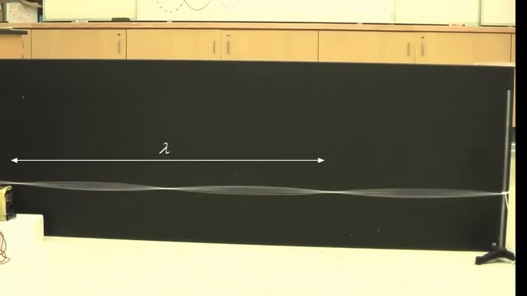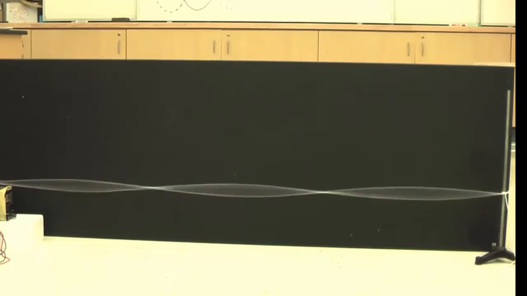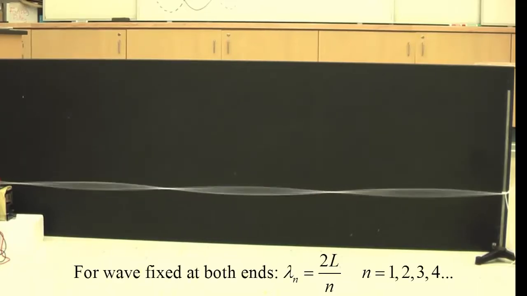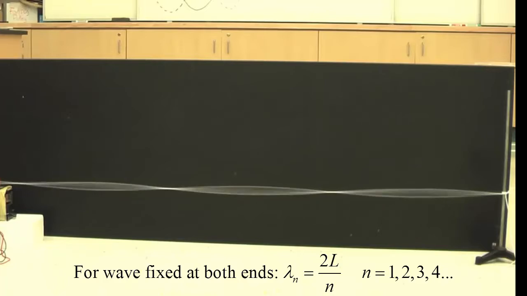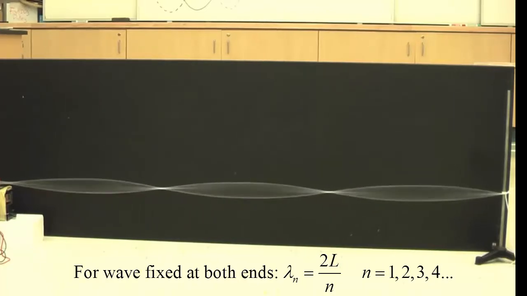The third harmonic corresponds to the case where the wavelength is 2/3 of the length of the string. In general, the wavelengths of various natural oscillating modes for waves in a medium that have nodes at the ends, such as a string fixed at both ends, can be conveniently expressed as the wavelength of the nth harmonic being equal to twice the length of the medium divided by the harmonic number. The harmonic number is a positive integer starting from 1.